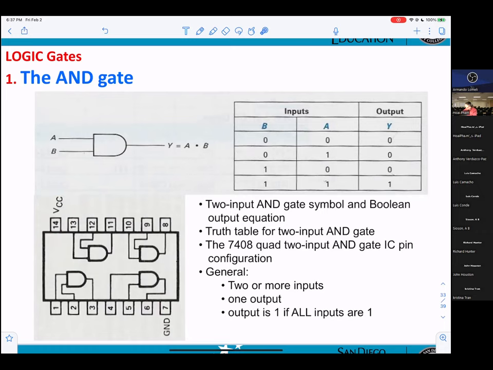This is a table telling you A, B. A 0, B 0, you get 0. 0, 1, you get 0. 1, 0, you get 0. 1, 1, you get 1. Now, what they said here: two input AND gate symbol, Boolean output equation, truth table for two input AND gate, part number 7408. Okay. However, they can have two or more inputs. However, only one output. I gave you an example.